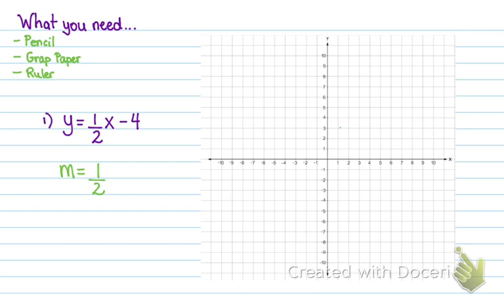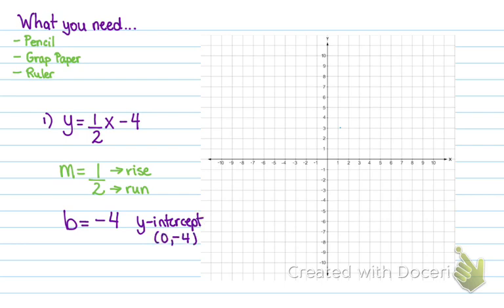The numerator tells you how many units to go up or down. If it's positive, you go up. If it's negative, you go down. And then the denominator tells you how many steps to move to the right. So, in this example, we have 1 unit up and 2 units to the right. Perfect. Then we also need to identify the b, which is the y-intercept. Y-intercept in this case is -4, which is the coordinate 0 and -4.